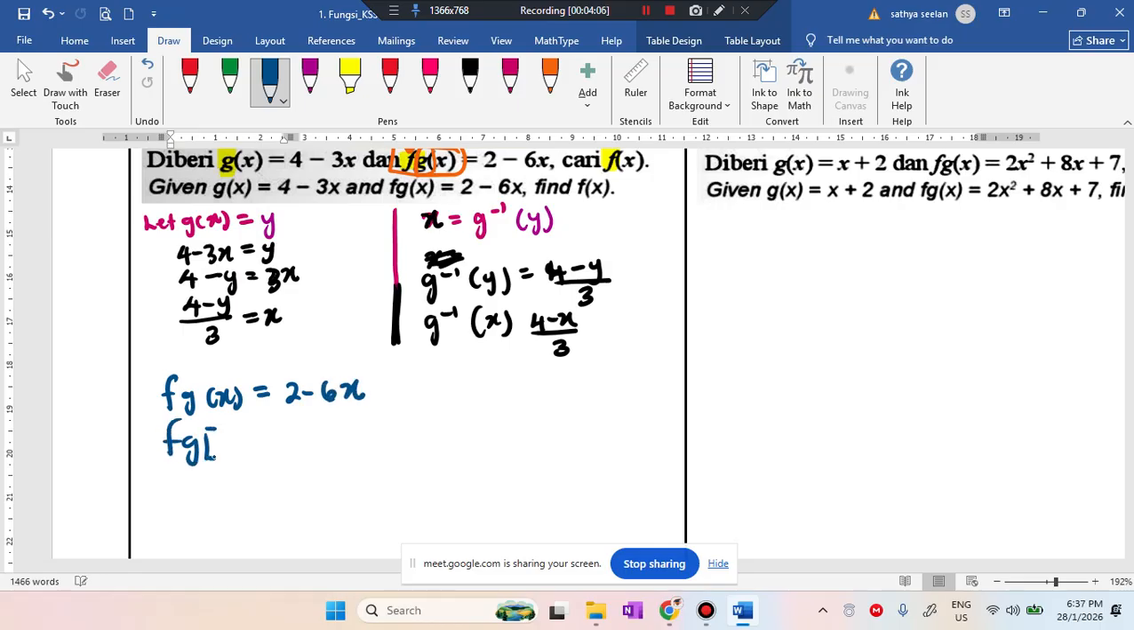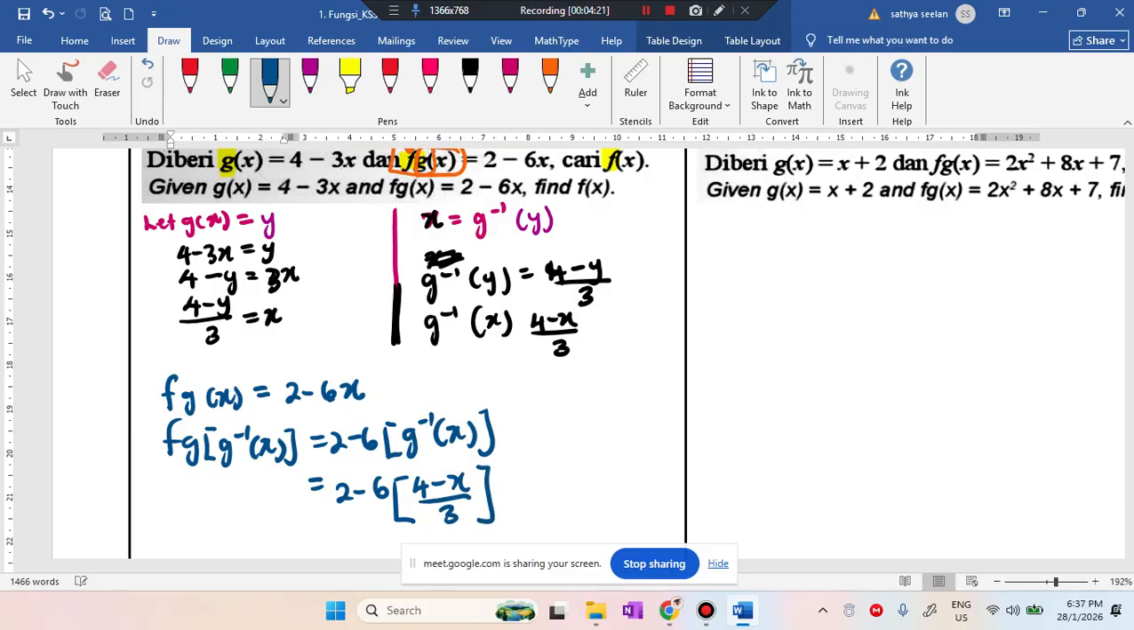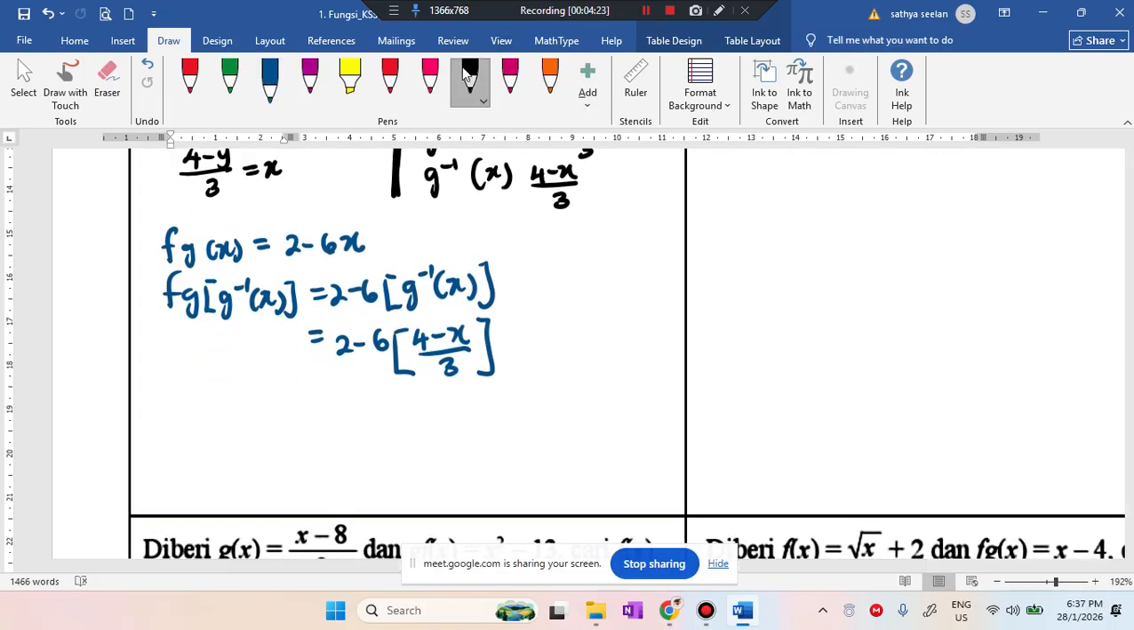Now 3 and 6 you can cut, right? It becomes 2 here. So negative 2 times 4 is negative 8. Negative 2 times negative x is positive 2x. So the answer is 2x minus 6. When you do this, g and g inverse cut and it becomes f of x. Any question?